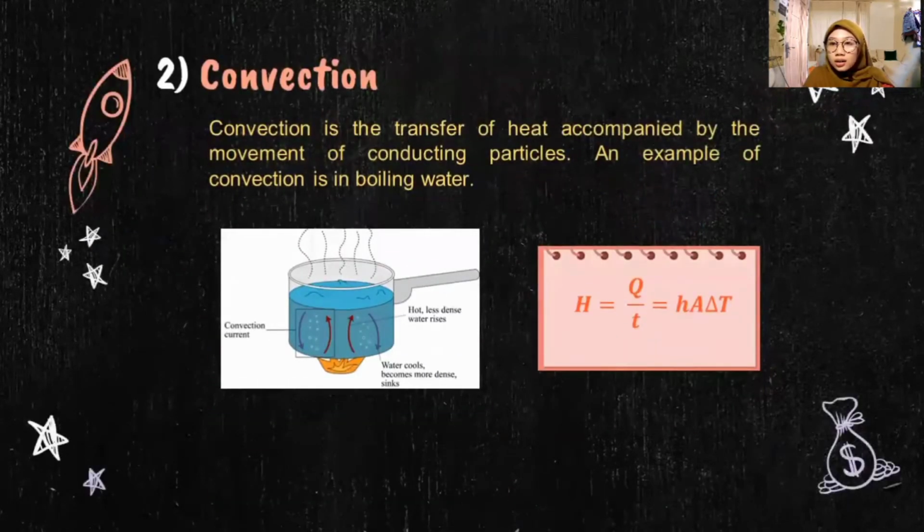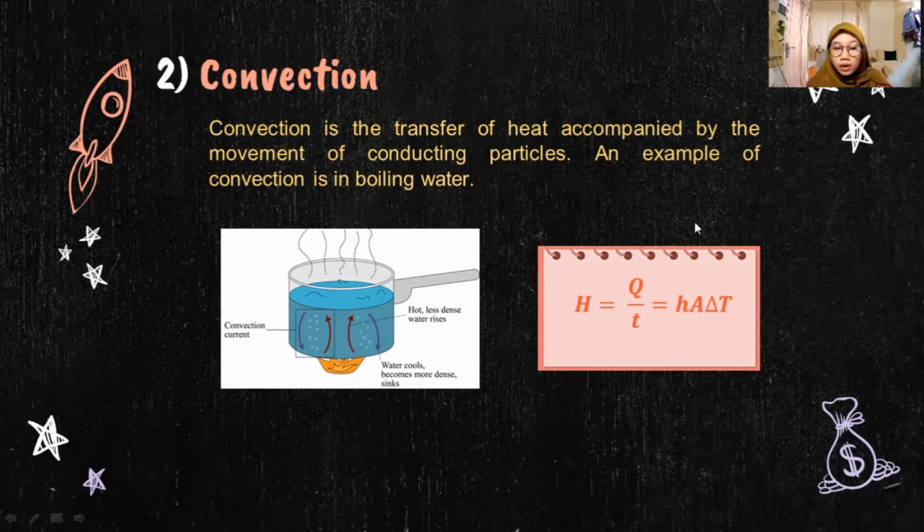The second is convection. Convection is the transfer of heat accompanied by the movement of particles. For example, you can look at the picture. This is boiling water. This water cools and becomes more dense, and this is convection current, and this is hot less dense water rising.